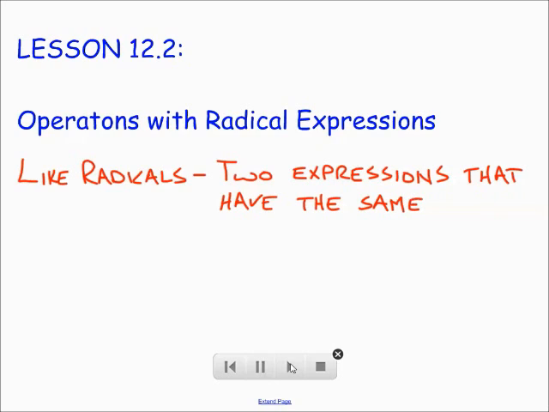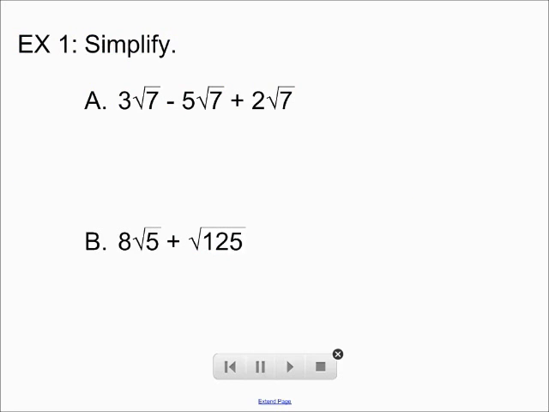And you've probably heard of like fractions before and like terms before. It's very similar. Only like fractions can be added and subtracted. Only like terms can be combined. Only like radicals can be combined. So let's simplify these two expressions, making sure that we simplify completely and only combine like radicals.